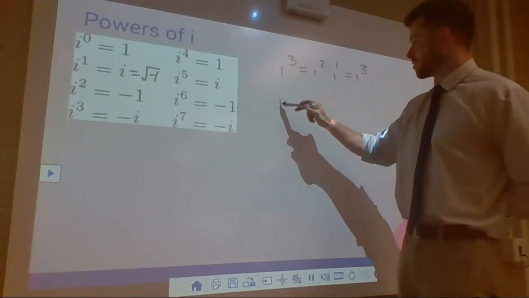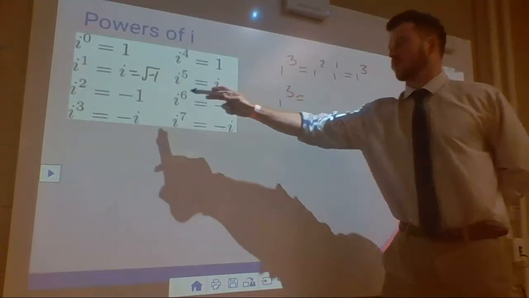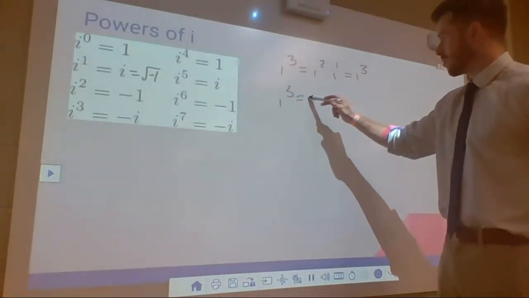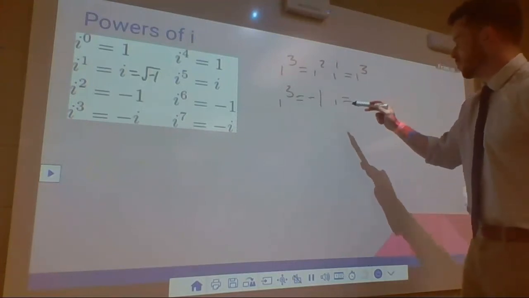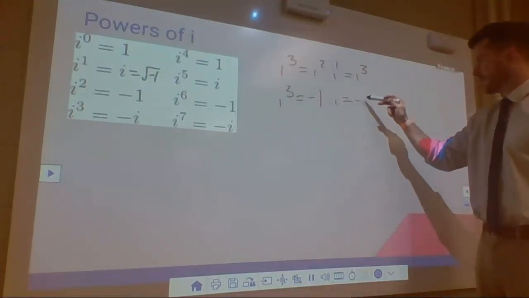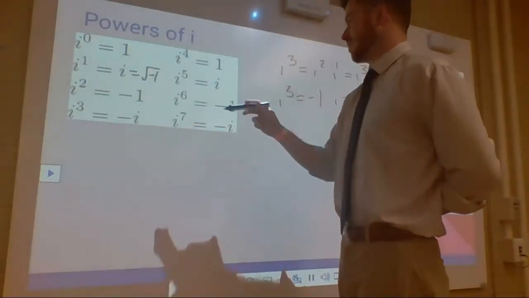Well, check this out. We have i cubed, and I can replace i squared with -1. That's like saying -1 times i, and -1 times i is -i. So i cubed is -i.